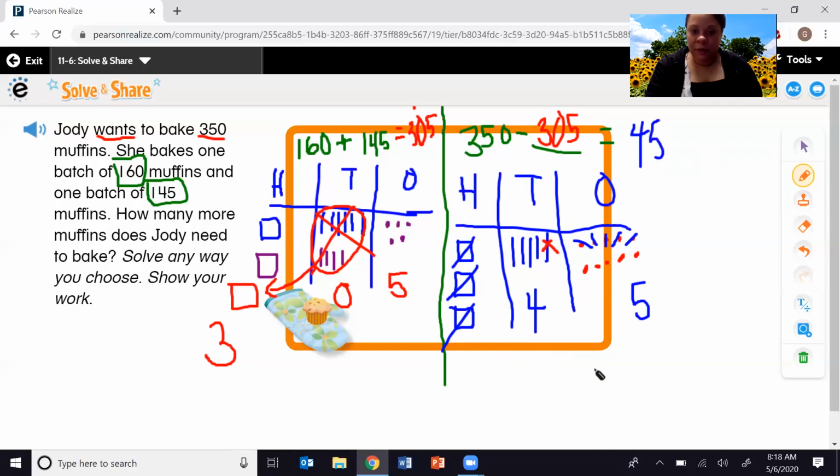So if I have room to do my solution sentence: how many more muffins does Jody need to bake? Jody needs to bake 45 muffins. We got this answer by first adding up how many she already baked to get the total. Then we brought that over and subtracted how many muffins she had baked from how many she wanted to get, 45. And that's how much more she needs to bake.